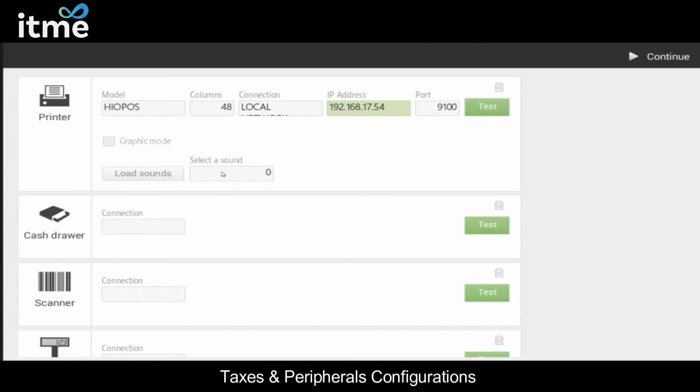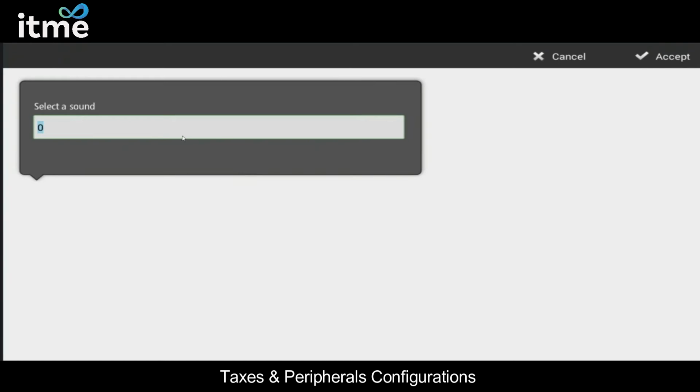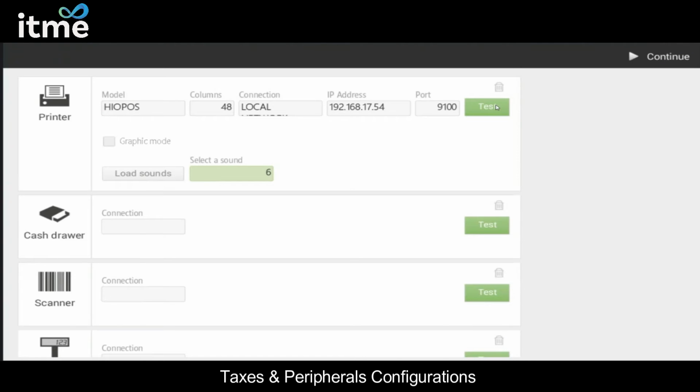In order that these sounds are played when we print, we need to put here the sound. So the English ones, for example, are 6 and 5. I will leave 5 and I will test again in order that you can hear it. Your ticket. Thank you. Okay.